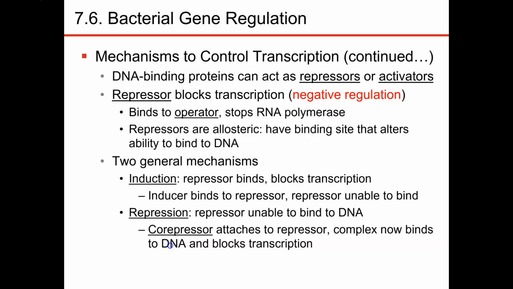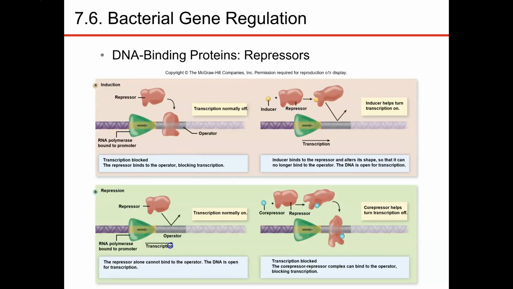So there's induction and repression. Both are negative regulation forms, and they both use repressor proteins. In induction, a repressor protein is bound and blocks transcription, and the only way it comes unbound is if an inducer binds to the repressor. Whereas in repression, a repressor binds to the operator site only if a co-repressor binds to it. And so let's look at what that looks like.